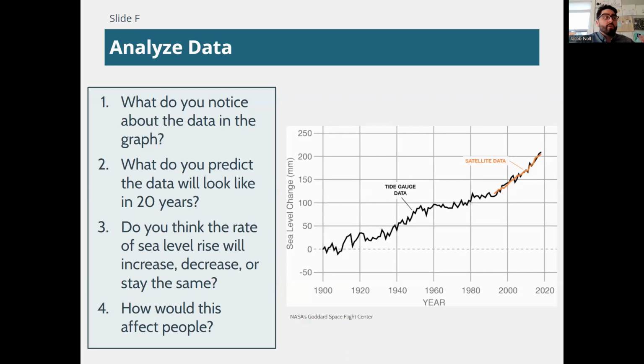The 4 questions you're going to be answering are: what do you notice about the data in the graph? What do you predict the data will look like in 20 years? Do you think the rate of sea level rise will increase, decrease, or stay the same? And how would this affect the people living around the communities and around the coastal regions? So take a moment, pause the video, and record the answers to those 4 questions in your notes.